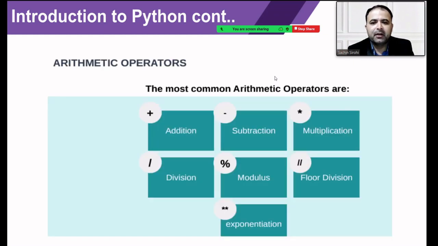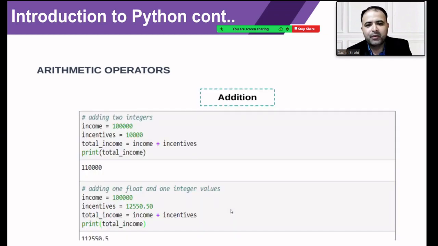So arithmetic operators. The most common arithmetic operators are addition, subtraction, multiplication, division, modulus, floor, and exponentiation. So these are the simple plus, minus, multiply, divide, modulus, floor, and exponent. So what is the actual working of this? I will discuss practically one by one how we can do this.